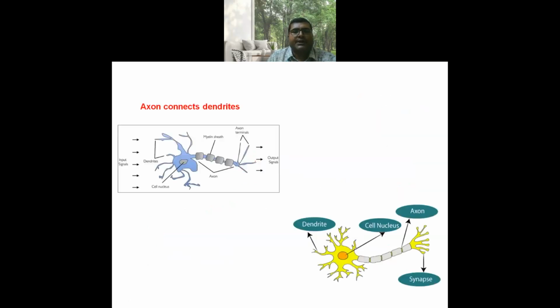Now here you can observe how a particular neuron will be connected to the other neuron. Here it receives the signal. After processing at the nucleus, the same will be forwarded through axon. Here the axon connects to the dendrites of other neuron through some synaptic weight, and the same process will be followed for the other neuron too.